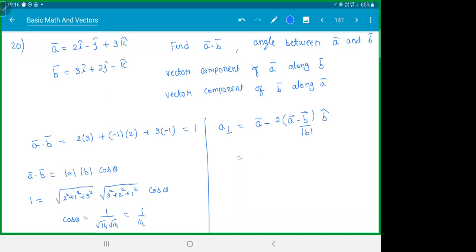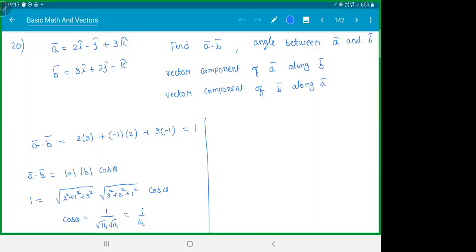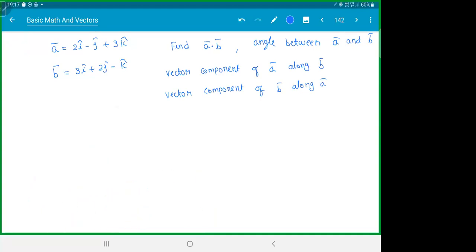So this would be 2i minus j plus 3k minus 2 times, what is A dot B? I'll do it on the next page. This thing is looking big actually. I'll write it. So B cap will be 3i plus 2j minus k by the magnitude. कितना था ये? 14 ना?